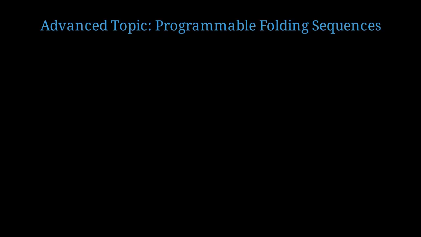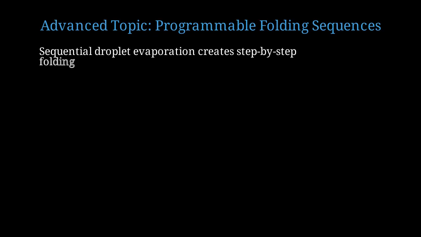Cutting-edge research focuses on programming not just the final shape, but the entire folding sequence through clever design. By using droplets with different evaporation rates, researchers can create sequential folding where one part folds first, then another, creating complex assembly pathways that wouldn't occur with simultaneous folding.